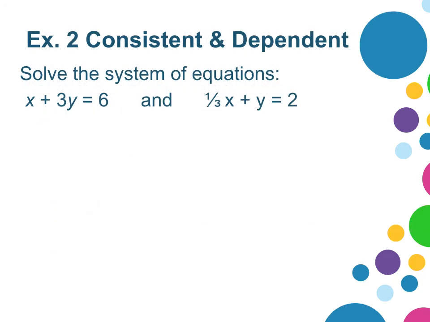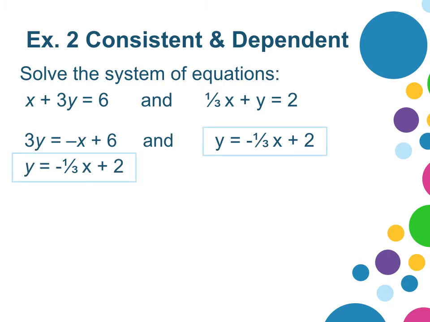Okay, now in the case of the lines that are one and the same, we'll start with a system of equations which at first glance do not look like they're the same line. So we could, if we wanted to, write both lines in slope-intercept form, y equals mx plus b. Now the second line is in slope-intercept form. But the first one, we have to divide all three terms by 3.